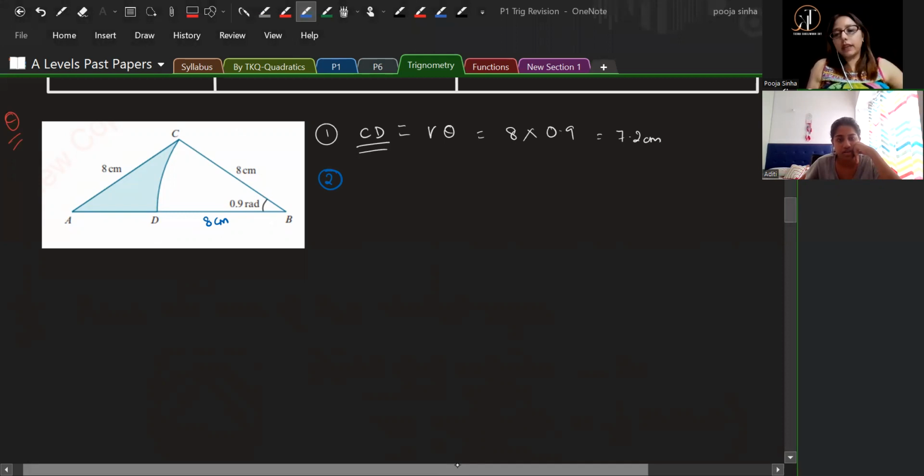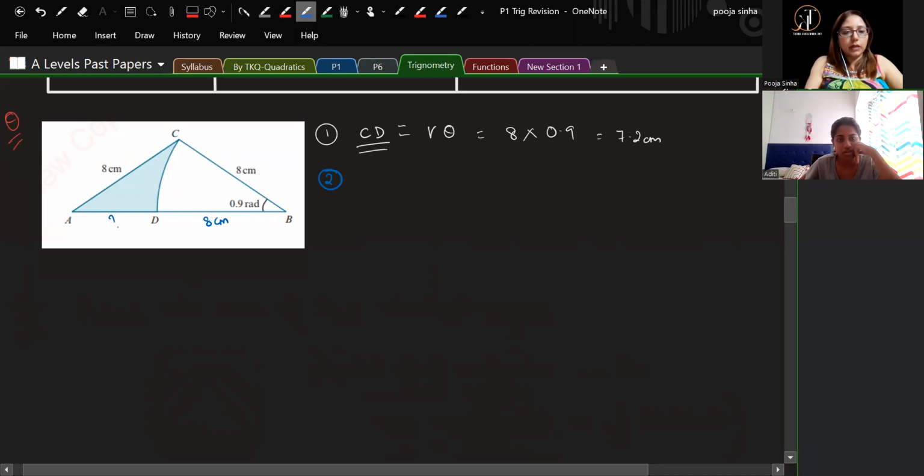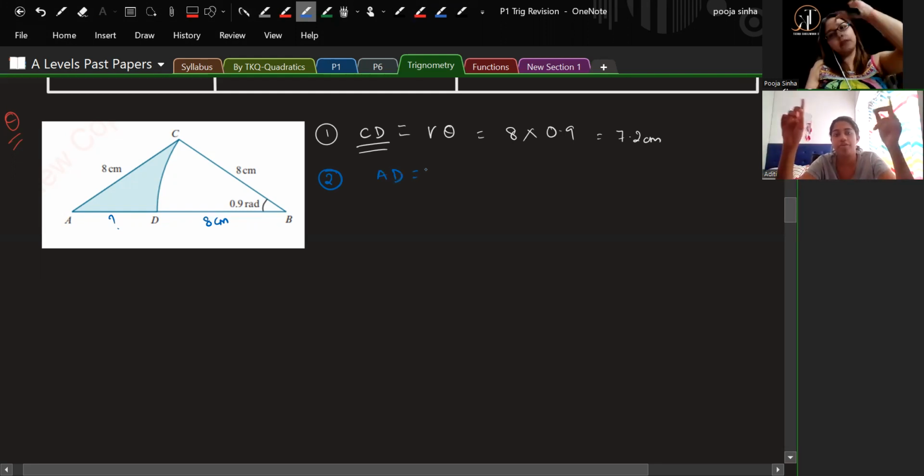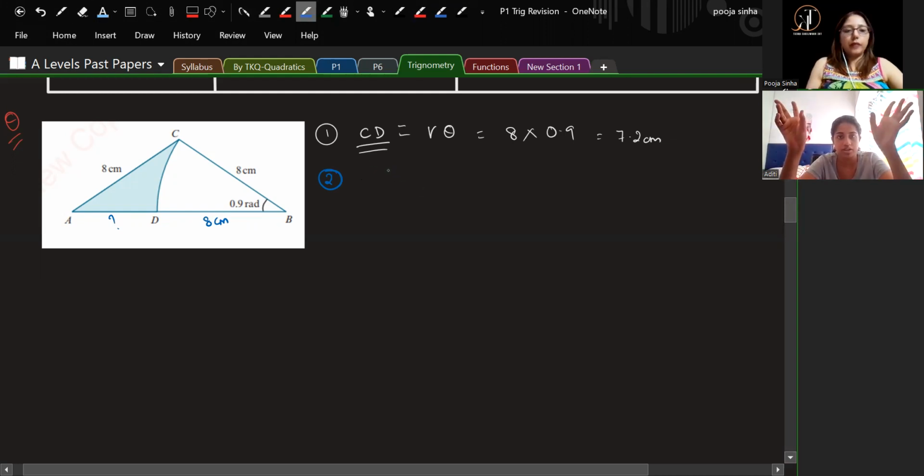To find AD, think about what we can do here so that we can find out AD, this part. It uses the property of triangle, something from last year. Let AD be equal to X. AD is equal to AB minus DB.